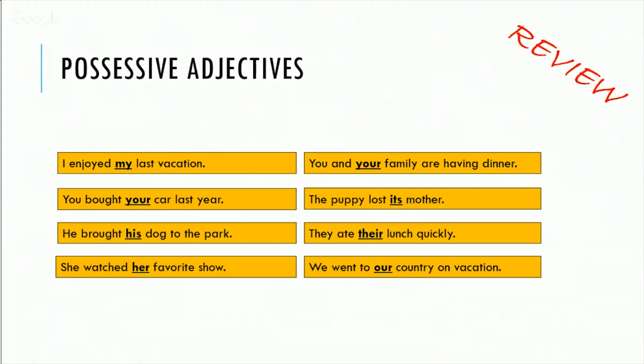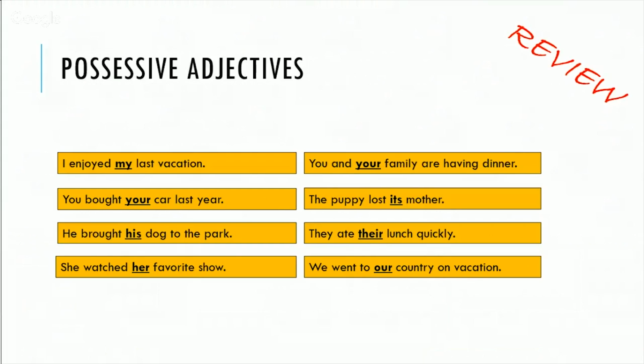Moving on to the first sentence on the right-hand side, la primera oración a la mano derecha. You and your family are having dinner. Your is a possessive adjective. It describes the family as belonging to you. It's your family. Es tu familia, right?